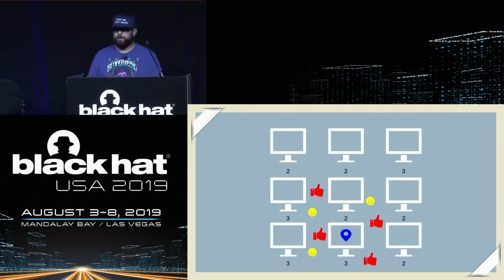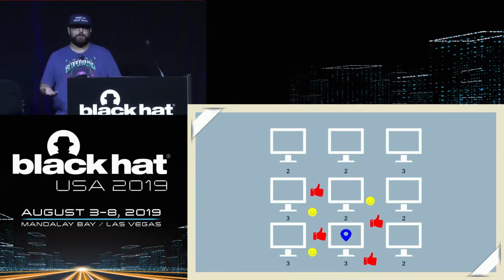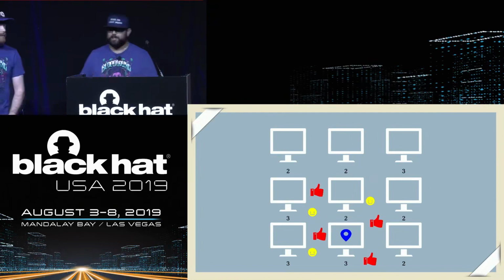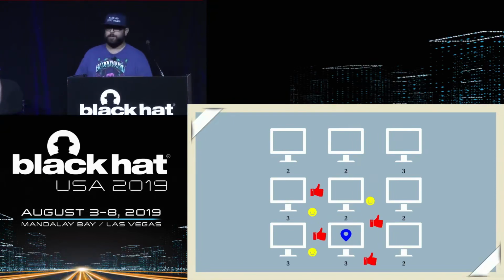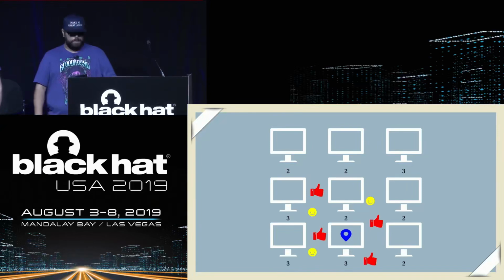And this is a very, very small network. This is just 9 computers. As the network scales up, this number just keeps increasing. And as each step increases, there's more and more network enumeration that's being done. That's not good.